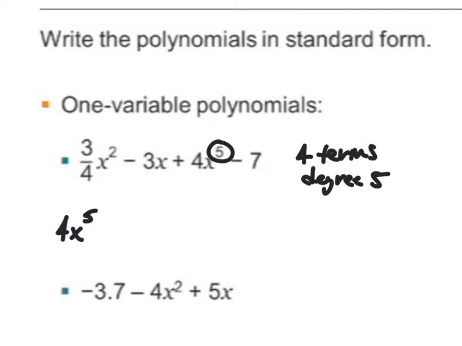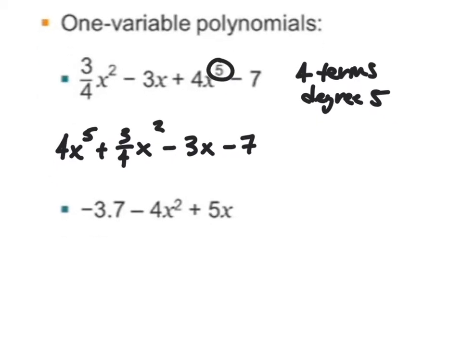And then my next largest exponent is a 2. So then I do plus 3/4 x squared, okay? My next largest exponent is 1, so I'm going to put minus 3x, and then my constant goes last, so then I have the minus 7 here, okay? Same thing down here, okay? This has 3 terms, okay? Let's write that out, 3 terms, and this is a degree 2 polynomial.